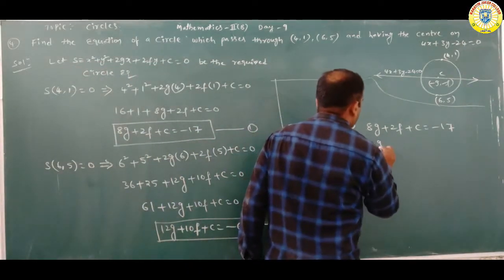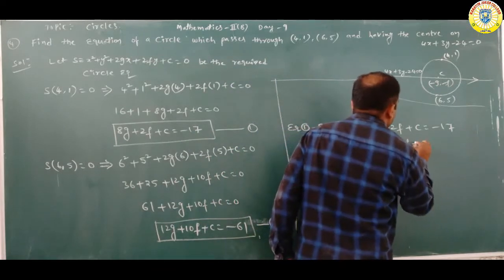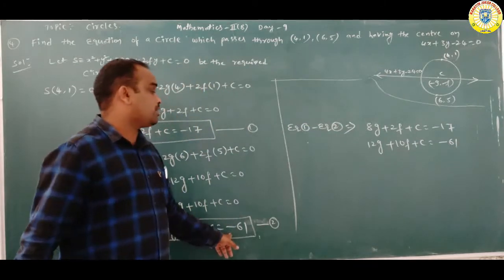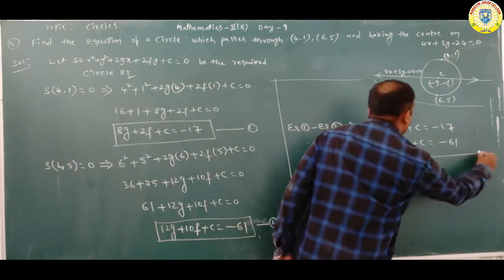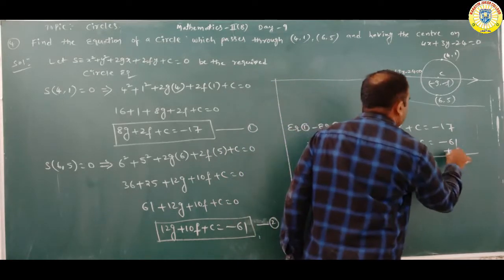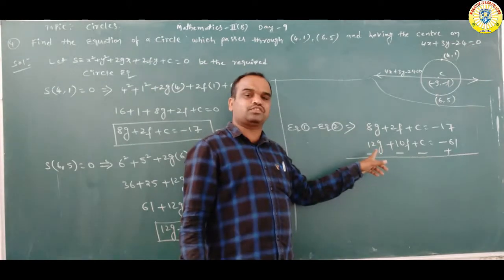Here 12g plus 10f plus c is equal to minus 61. Okay, now we are doing equation 1 minus equation 2. We are subtracting the two equations, so the signs of the second equation will be changed.